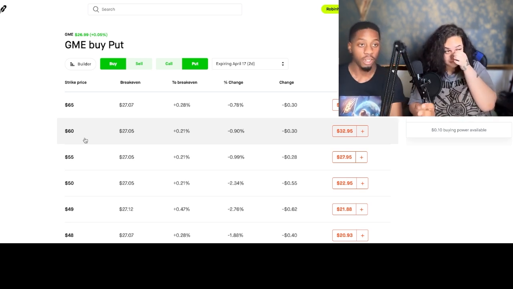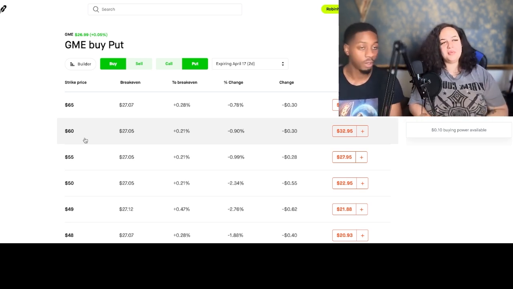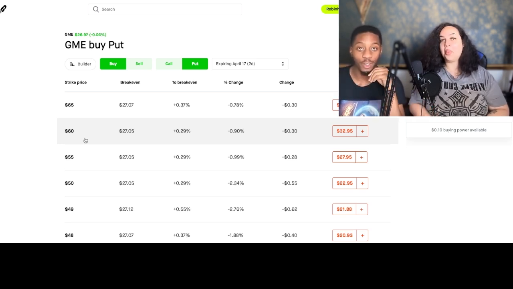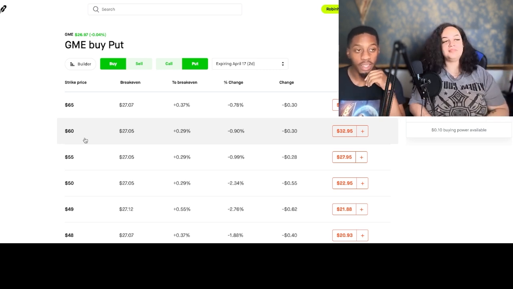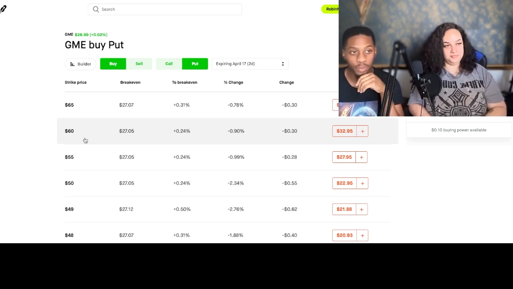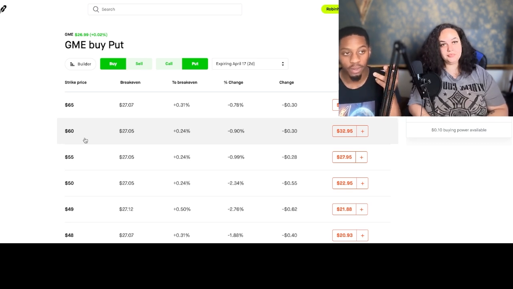So a put, are you betting that it's going to go down? Yeah, you're betting that the stock is going to crash and go down. So you want the stock to be as high as possible to have a better chance that it's going to go down. Exactly. And you see that GameStop is really pretty much already low. Like you see $65 strike price for GameStop is about $3,700.